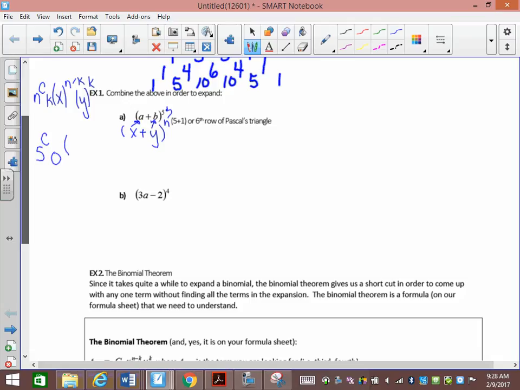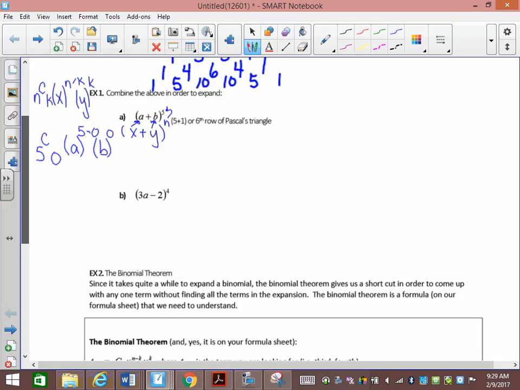Now x, so we have to put in an x. X is a. N is, so n minus k. So n is 5, k is 0. Right? And y is b to the k. K is 0 for this term. And we are done term 1. Well, we're not done, but we have it in binomial expansion.